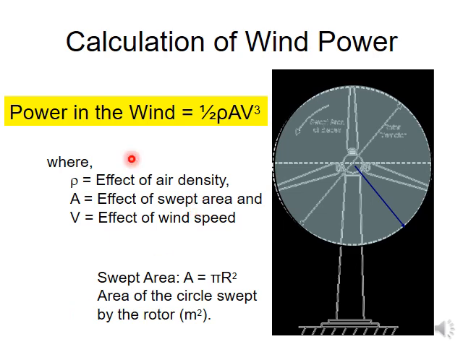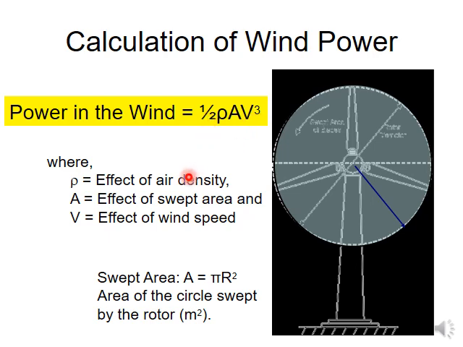Now, calculation of the wind power. We have discussed three parameters and we are incorporating those parameters into the formula for power in the wind. Here we are discussing wind power and not the power generated by the wind turbine. The wind which is about to strike the turbine has this much power, and this power is represented by half rho A v cube.